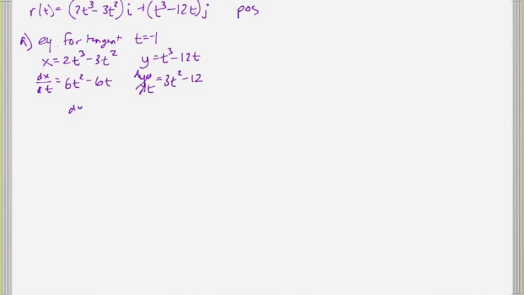And for parametric slopes, we need a dy/dx. So I get 3t squared minus 12 over 6t squared minus 6t. I could simplify that down, but it doesn't really matter because what I want to do is now evaluate this at the time given, which is -1.